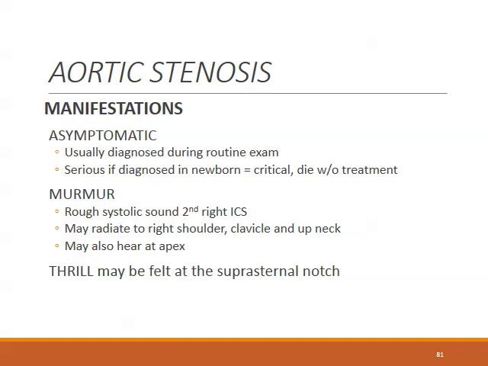Manifestations: if they're asymptomatic, they're usually diagnosed upon regular exam. If it's serious, it will be diagnosed in a newborn. It could be critical, and they could die without treatment. With these patients, they'll hear a murmur. It's a rough systolic sound. The second right intercostal space is where you hear it. It may radiate to the right shoulder and clavicle, and up the neck, and may also be heard at the apex. A thrill can be felt at the substernal notch on these patients.